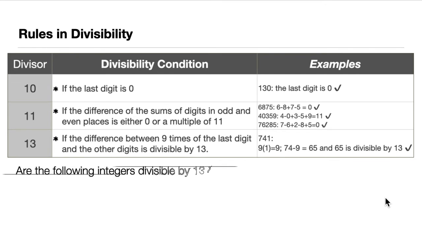Now, let's try to answer this. I have here two items. Determine if any or one of them are divisible by 13. You may pause the video now.